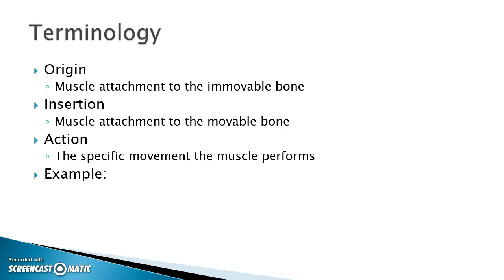To make understanding the location and action of muscles easier, there are a few guidelines that are used. The first is naming the muscle attachments. The origin is the end of the muscle on the immovable bone, and the insertion is the end attached to the moving bone. The movement that is performed by that muscle is called the action.